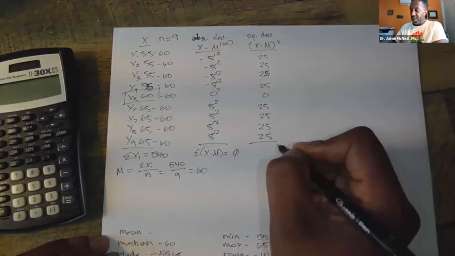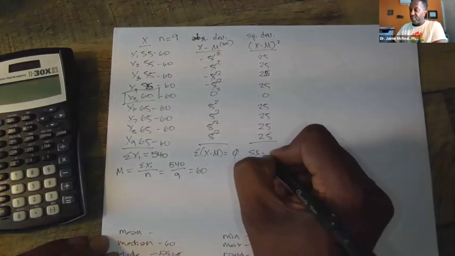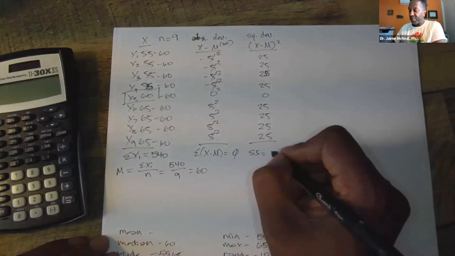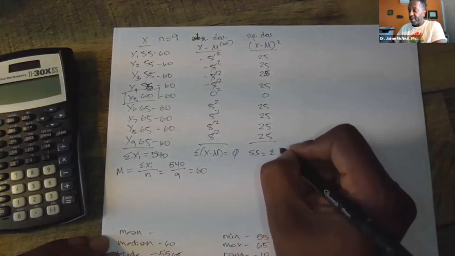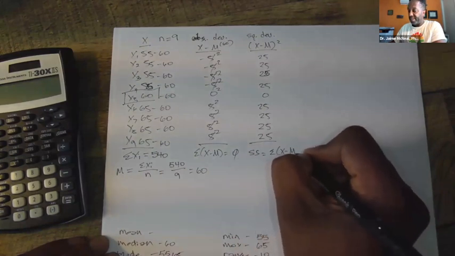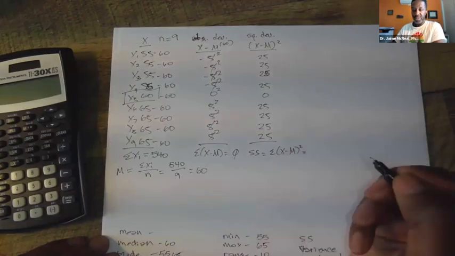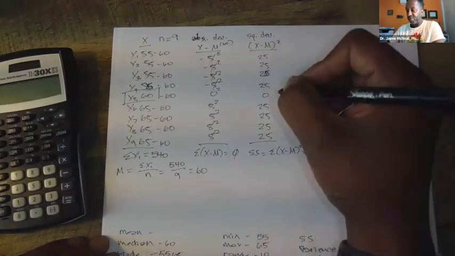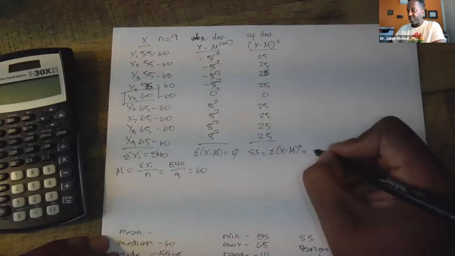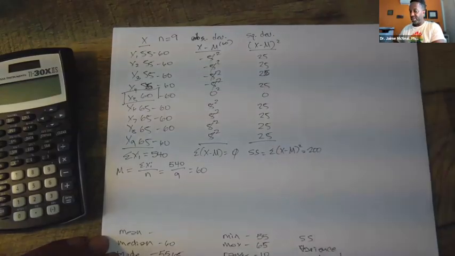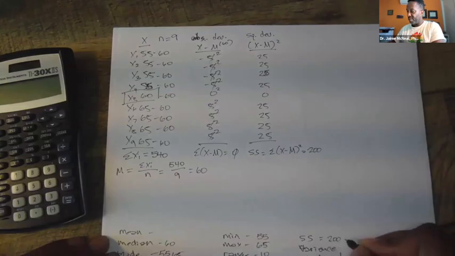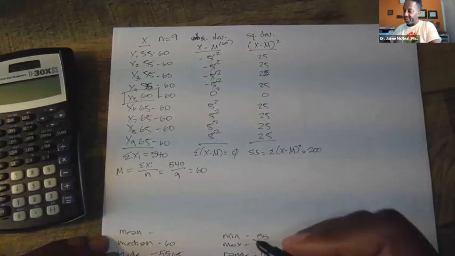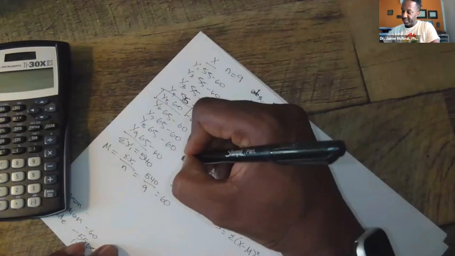When we add this all up, this is the sum of squares. So the formula of sum of squares is the sum of all the x minus m squared, the square deviations. 4 25s is 100, 4 25s is 100, so the sum of squares is 200. So we know the sum of squares is 200 from the definitional formula. Let's write that here.